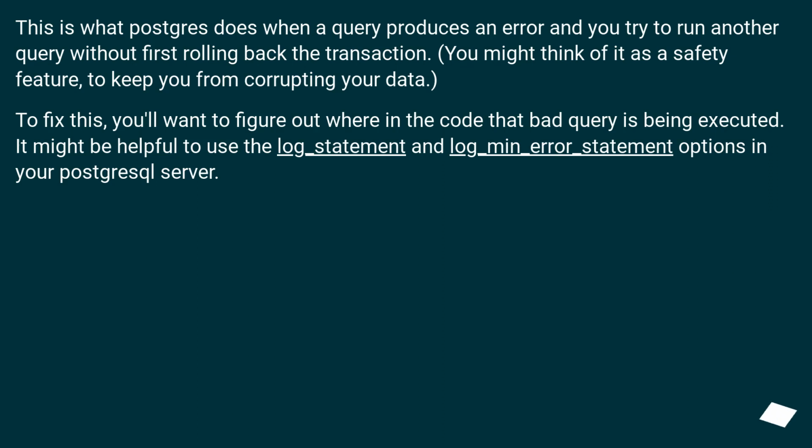This is what Postgres does when a query produces an error and you try to run another query without first rolling back the transaction. You might think of it as a safety feature, to keep you from corrupting your data. To fix this, you'll want to figure out where in the code that bad query is being executed. It might be helpful to use the log_statement and log_min_error_statement options in your PostgreSQL server.